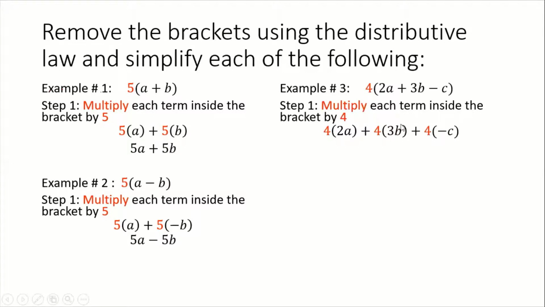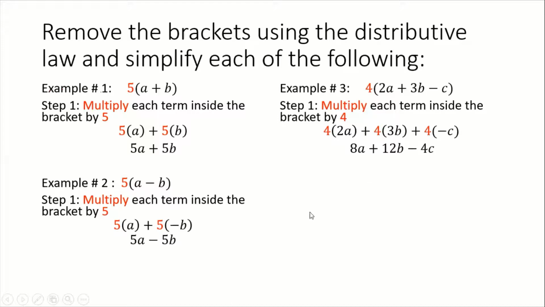So you note there that it is being color-coded. The 4 is used to distribute to each individual term. So at this stage, we're going to simplify. So 4 times 2A will give us 8A. And 4 times 3B will give us 12B. And positive 4 times negative C will give us minus 4C. At this stage, we cannot simplify any further because we are dealing with 3 unlike terms. So we leave our answer as such.